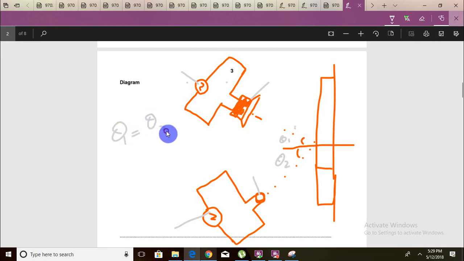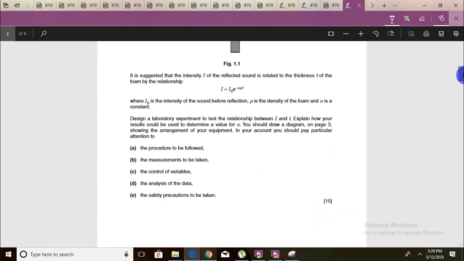So we've already identified what the independent and the dependent variables are, right? How to vary the thickness of the foam. You can use multiple layers of foam in order to vary the thickness. You can get a lot of foam and then vary the number of layers to vary the overall thickness, but you have to be sure that they're of the same density.